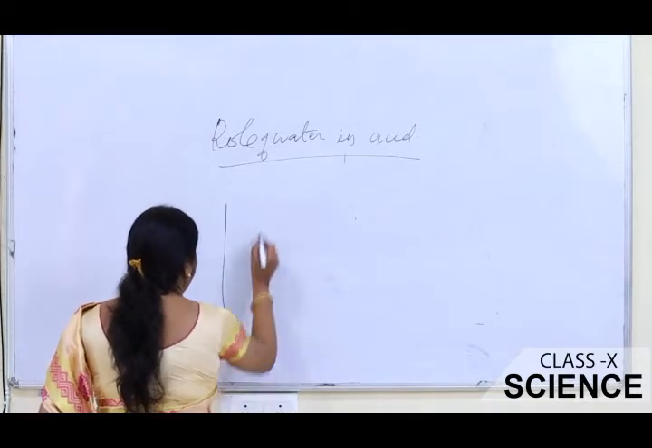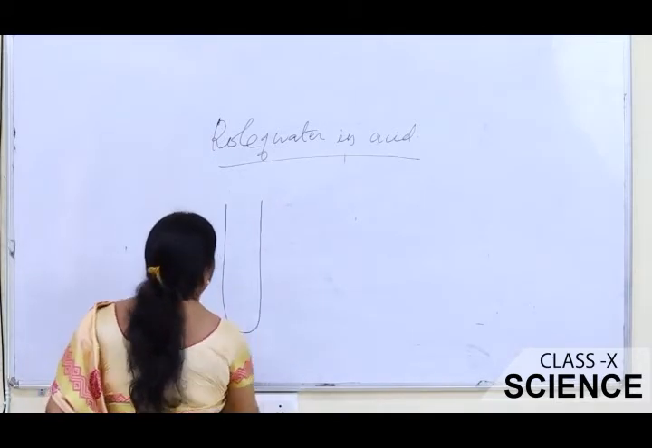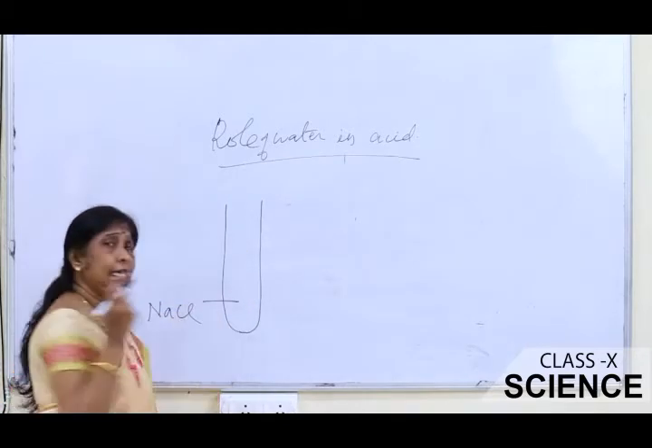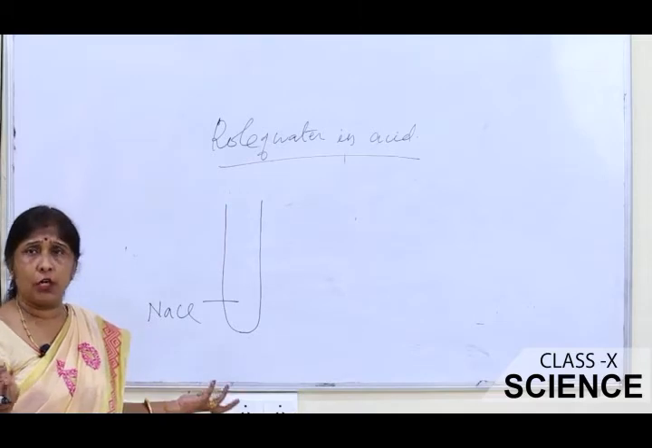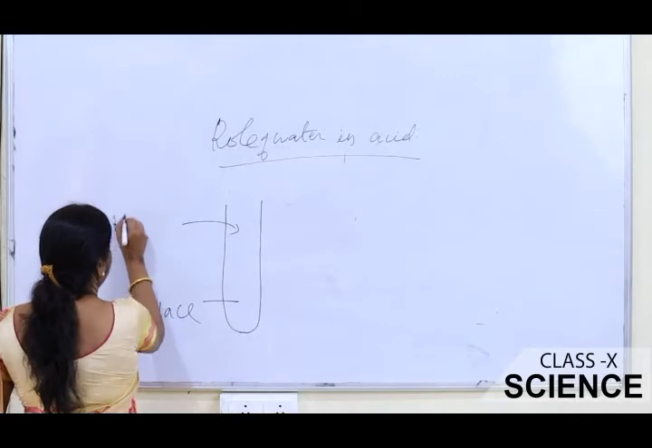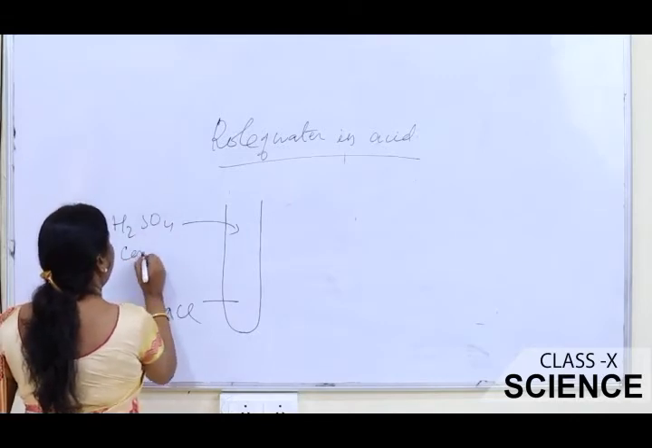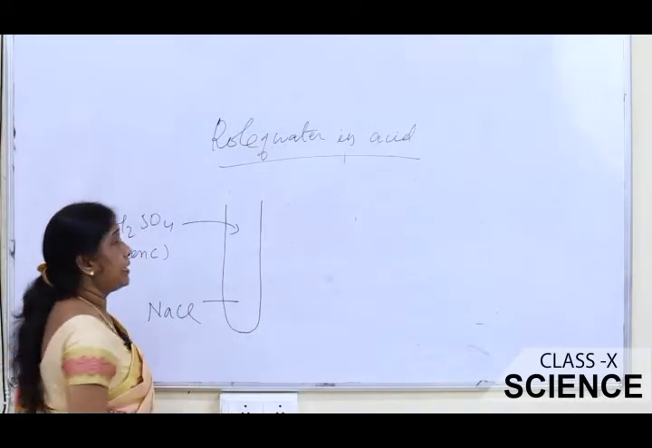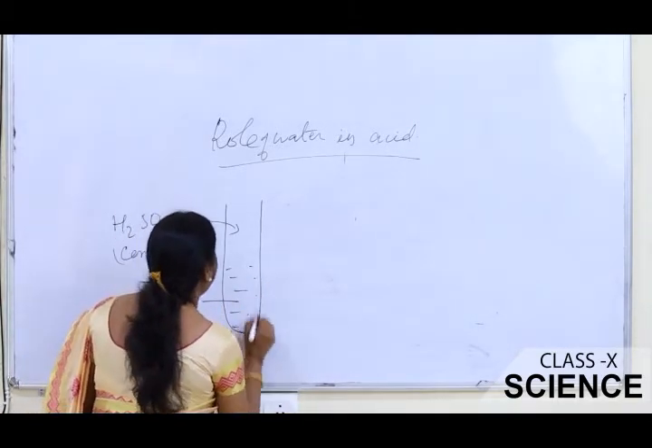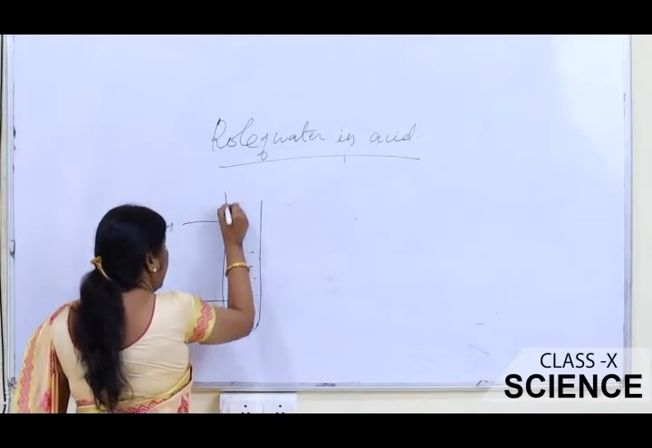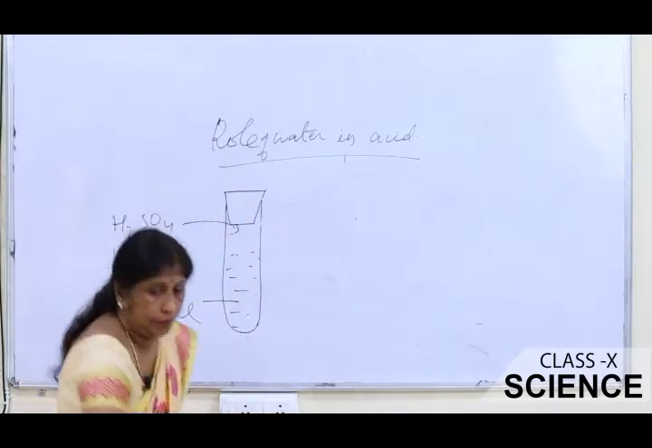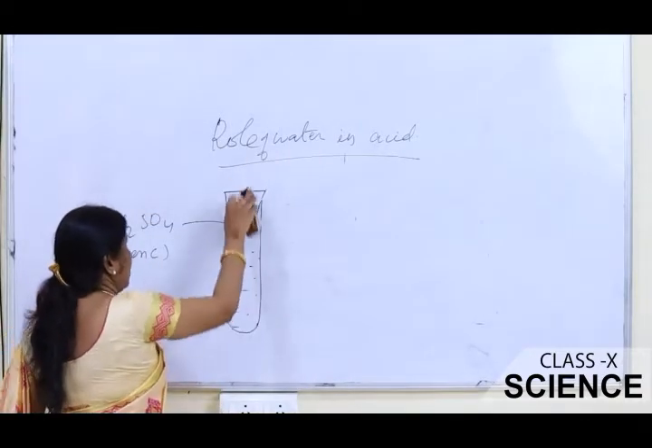I will take a test tube, a boiling tube, and I will add NaCl. Say I'll take 2 grams of sodium chloride, common salt. I'll add here. Then I will put concentrated sulfuric acid, H2SO4, into this test tube. Now a chemical reaction will take place here, and I will cover the mouth of the test tube with a cork.